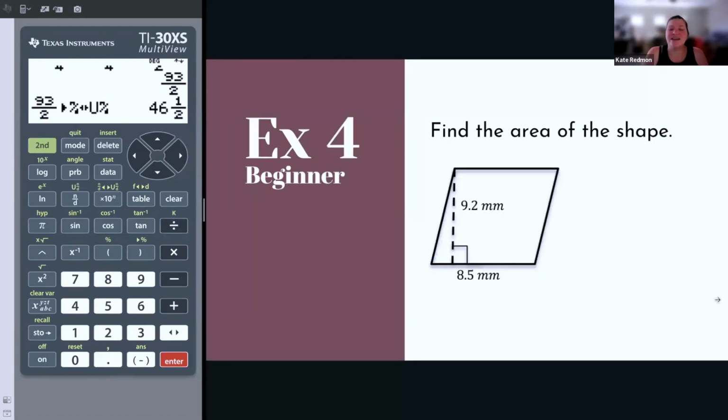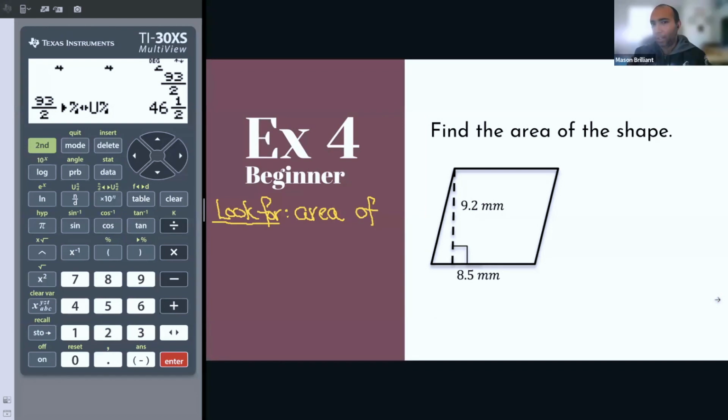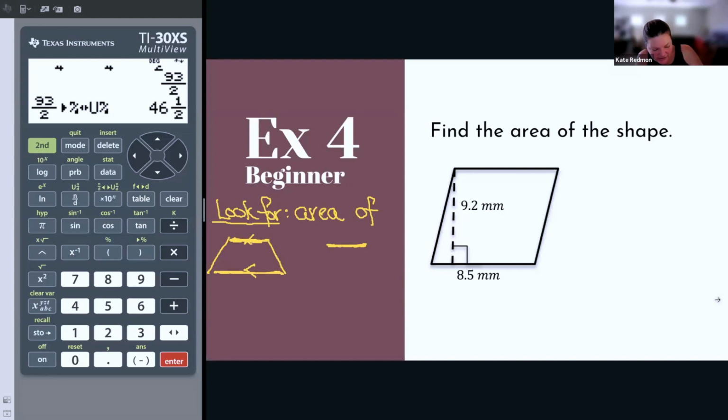It says find the area of the shape. So what are they asking me to do or to find? To find the area. But we don't just need to know the measurement. We need to know the measurement of what shape. So that's the tricky part here. A trapezoid? It's similar to a trapezoid. A trapezoid has one set of parallel sides running in the same direction, but the other ones can be all crazy. This one has two sets of parallel sides. The top ones are running in the same direction, but so are the side ones.